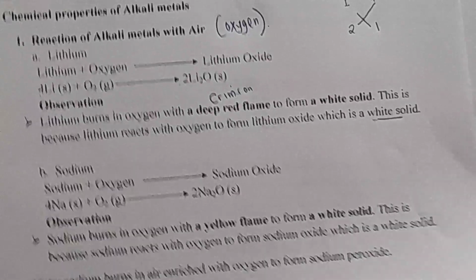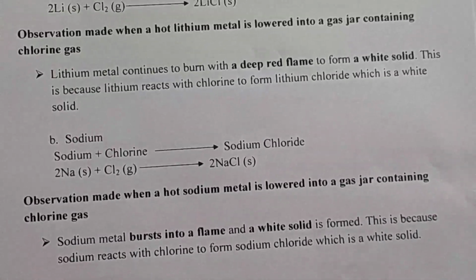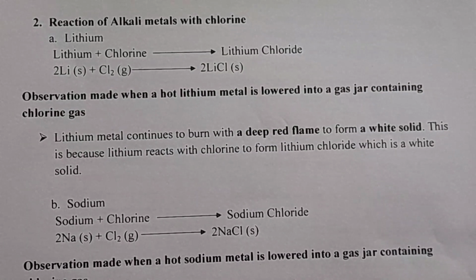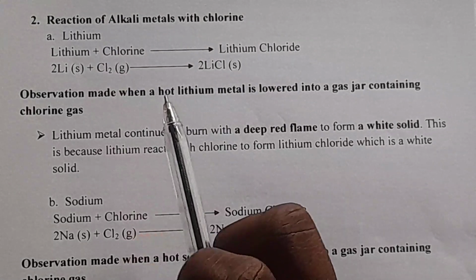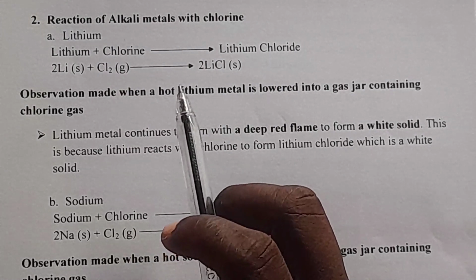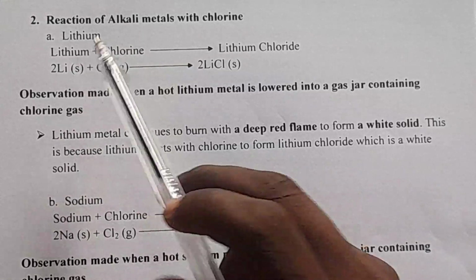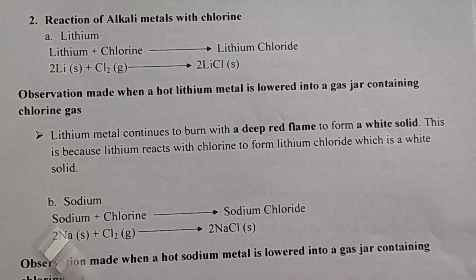Next we are going to go to number 2, and number 2 we are having reaction of alkali metals with chlorine. So when a metal reacts with chlorine, we get metal chloride as our product. So we start with lithium. So lithium plus chlorine, we get lithium chloride.